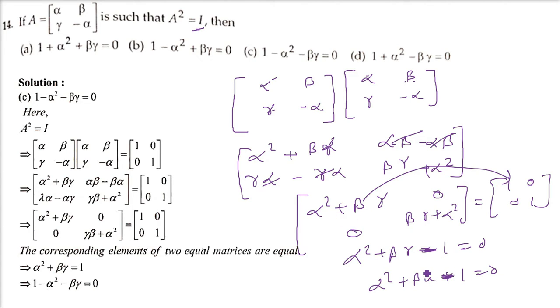But we need 1 as plus. If you see in the question, in the options being given, 1 is plus. So we have to multiply either both sides with minus 1, or you can take everything on the right hand side. That is going to become 1 minus alpha square minus beta gamma, right? So we can rewrite this with negative multiplication or taking it on the right hand side as 1 minus alpha square minus beta gamma. So the answer is C here, because it will be 1 minus alpha square minus beta gamma. So C is the answer.